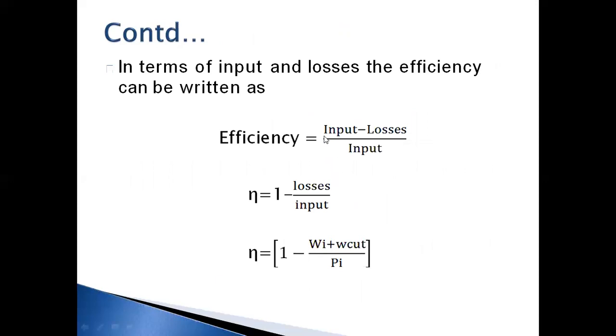Output is nothing but the input minus losses, divided by input. So it is 1 minus losses by input. So the efficiency eta can be written as 1 minus total losses, that is, total iron loss plus total copper loss, divided by Pi. That is how the efficiency can be written.